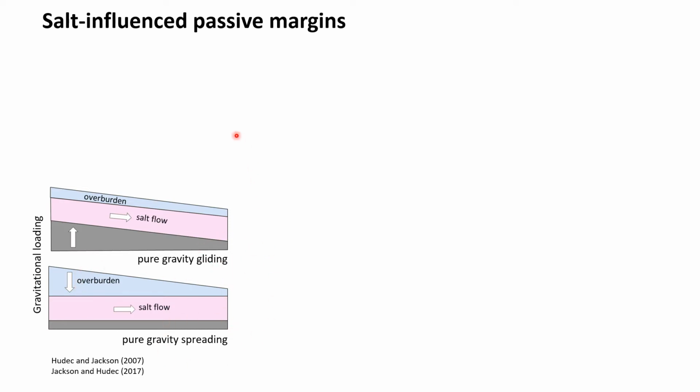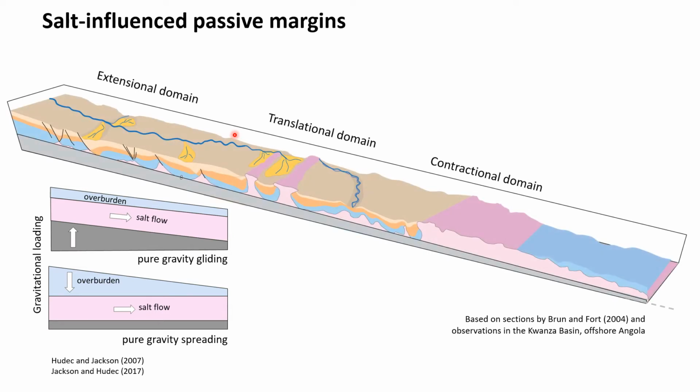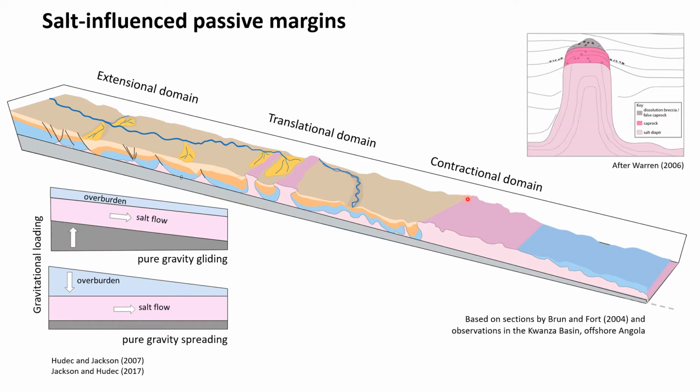and gravity spreading, and that is expressed in a thin-skin extensional domain, a translational domain, and an area of contraction, characterized by a variety of structural styles along the slope that will impact the seafloor and the distribution and architecture of the deep-water clastic systems. Salt dissolution may also occur, leading to the formation of cap rock and dissolution breccias.